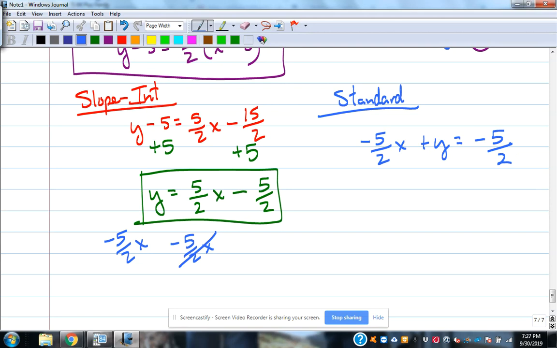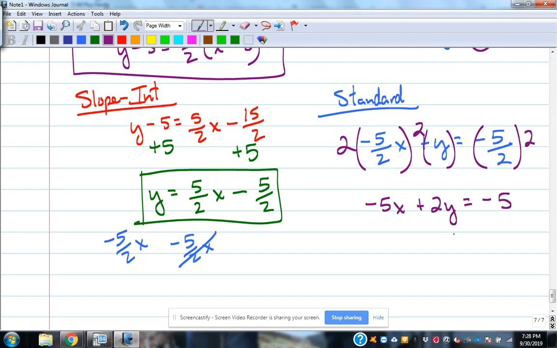That is almost standard form. One more thing I got to do. Why am I using 2? It's the least common denominator, lowest number that all of them have in common. It's the same denominator on all of them, so I'm multiplying everybody by 2. That's negative 5x plus 2y is equal to negative 5.